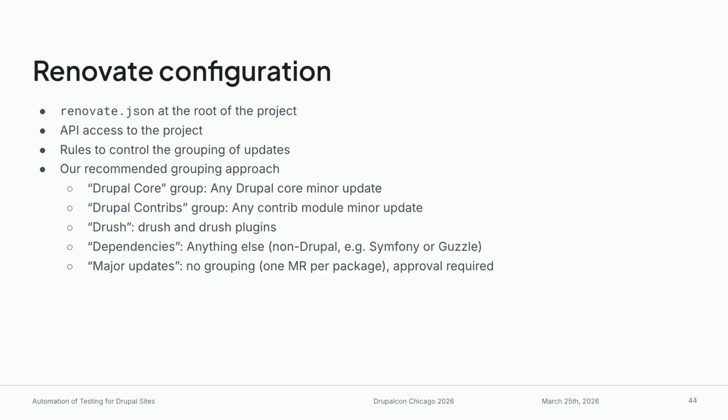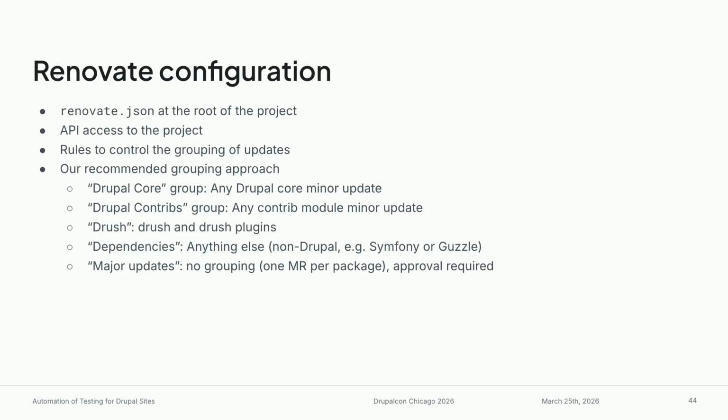Because otherwise, by default, it's just going to open one merge request for each individual update, which can be Drupal contribs, the core. Core comes with multiple composer packages, so it's going to start to be a lot, and it's going to actually consume more time than it's going to save to handle that.